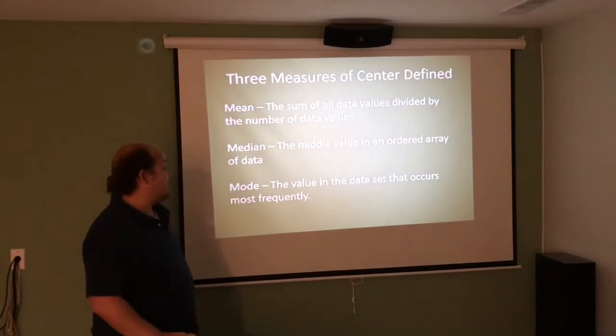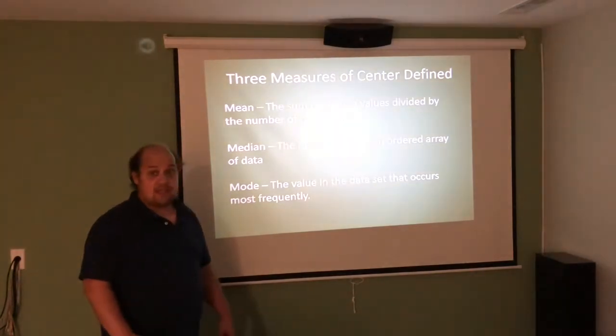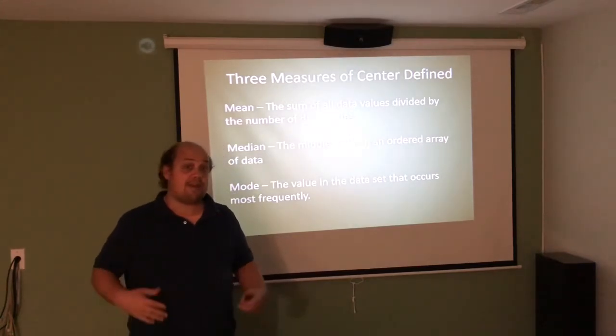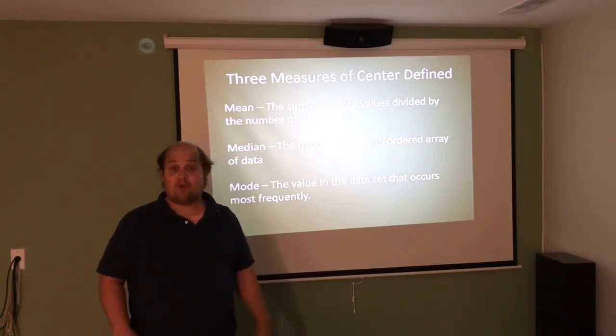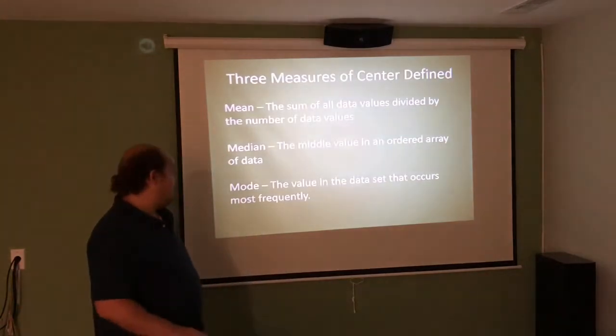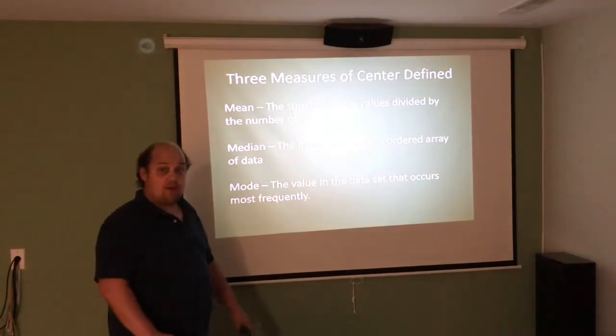Mode is the value in the data set that occurs most frequently. So the thing that happens the most often is the mode. We're going to talk about different types of mode: unimodal, having only one mode, versus bimodal, multimodal, or no mode. But in general, the mode is what's happening the most often.